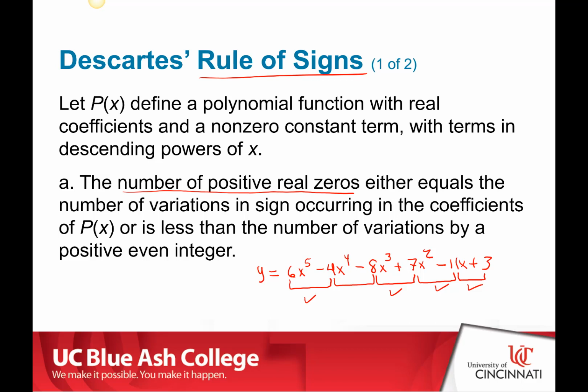I counted up the number of times we changed from a positive to a negative or from a negative to a positive. How many times it changed signs? Yeah, and then from the -4x to the 4th to the -8x cubed, there wasn't any sign change, so it didn't get a little check mark, it didn't count. Okay, so that's the way you figure out the number of positive roots.